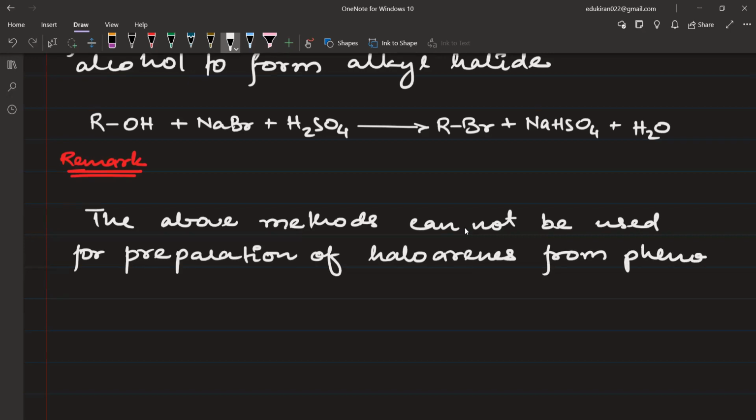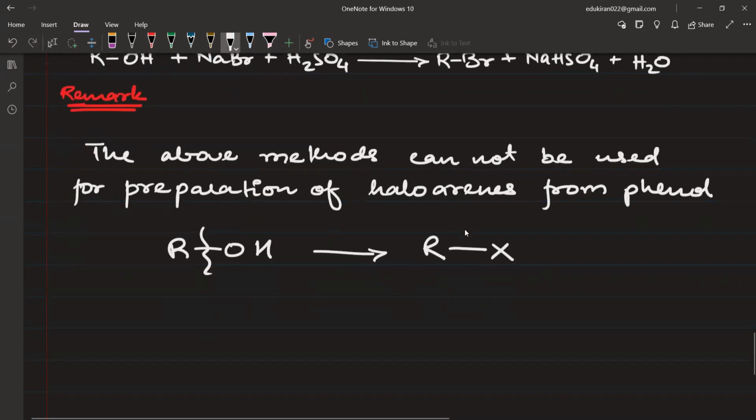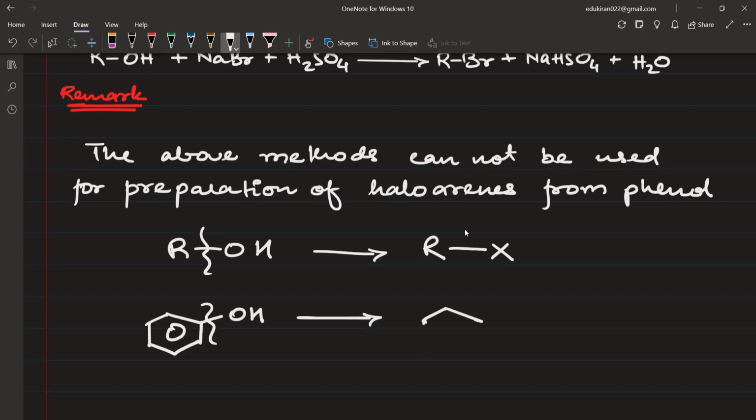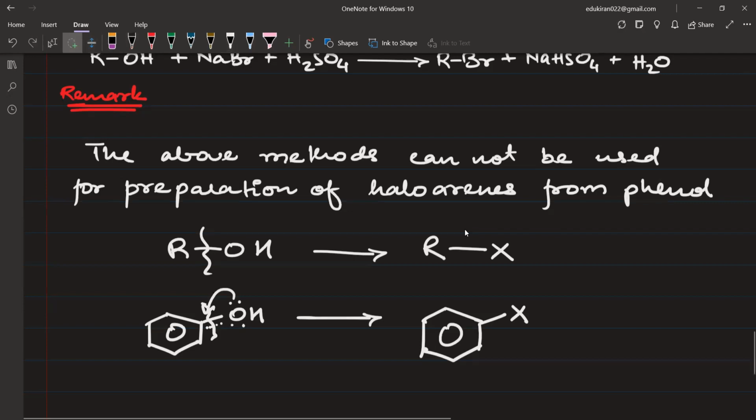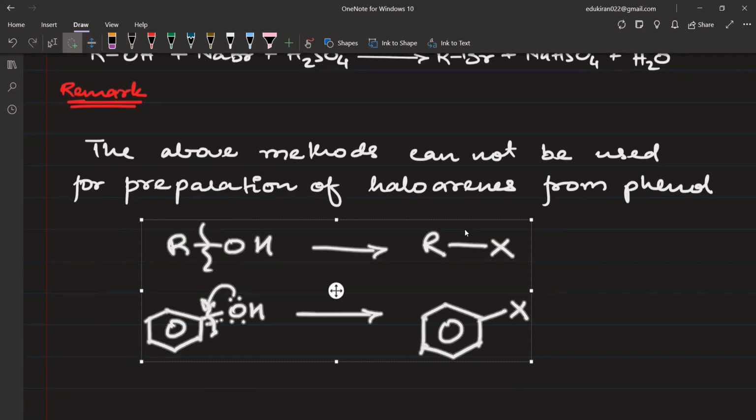Look, what we have done with ROH is break this bond and form RX. Many people thought we can also do the same reaction with a benzene ring with an OH here, and then this bond will be broken and we will form the halide. It looks similar, but it is not that similar. Why? Because we have OH here, and this OH has lone pair electrons which take part in resonance. So this CO bond of phenol becomes a partial double bond, and breaking a partial double bond is difficult. That is why we cannot make haloarenes from phenol via the above methods.